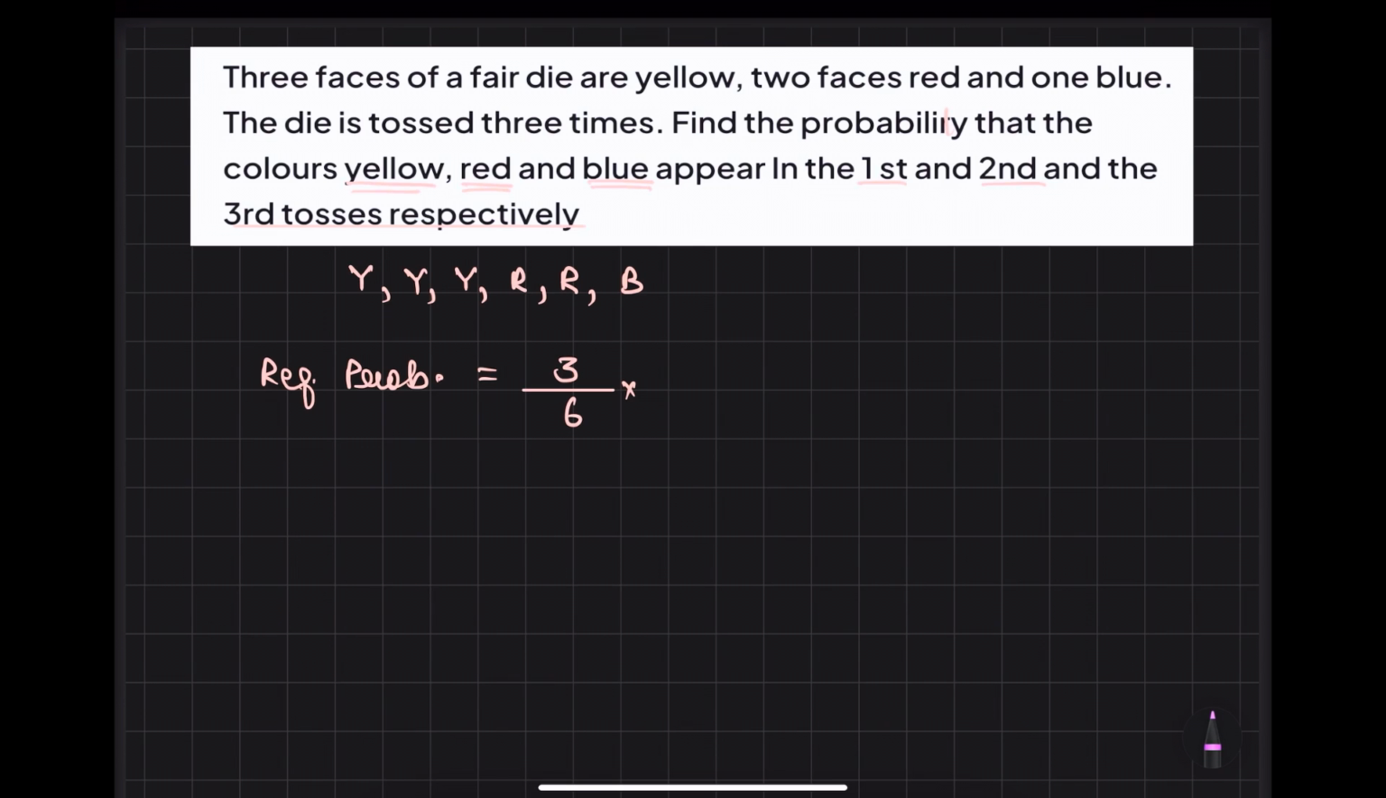Now in the second toss you wish to have a red one. So you know that altogether there are 6 cases, out of which red is 2. Okay, so 2 by 6.